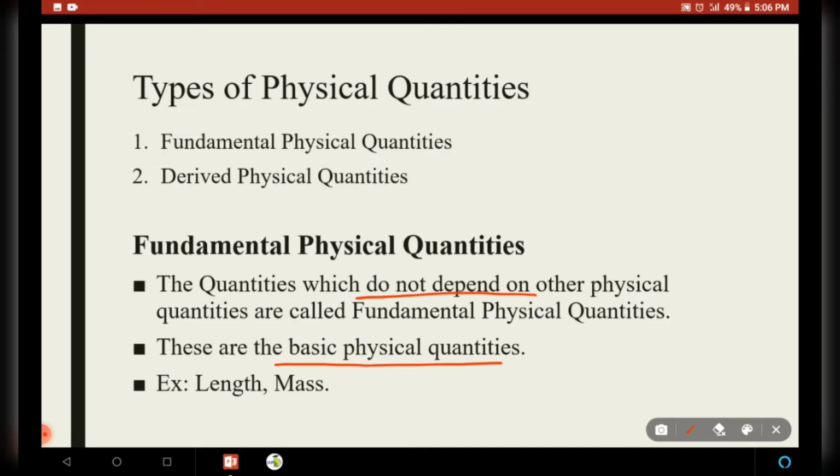For example, length. If you have to measure the length of a particular object, you just take a scale and measure it. It is that simple. Similarly, mass of an object. Mass is nothing but weight. Weight is also measurable.